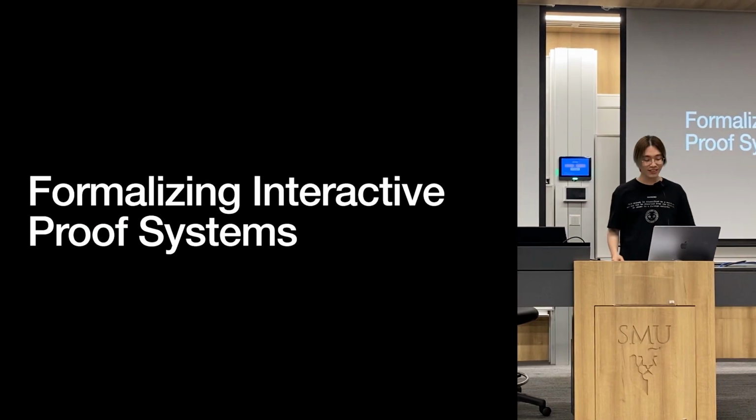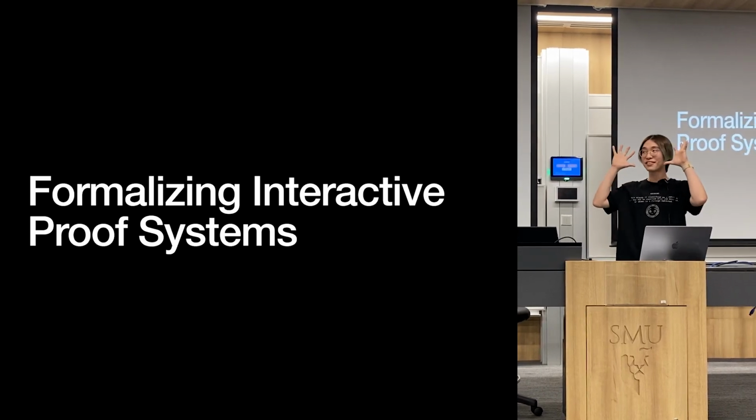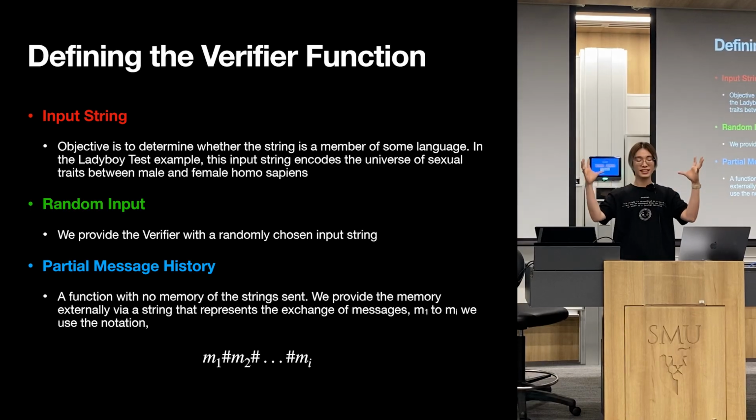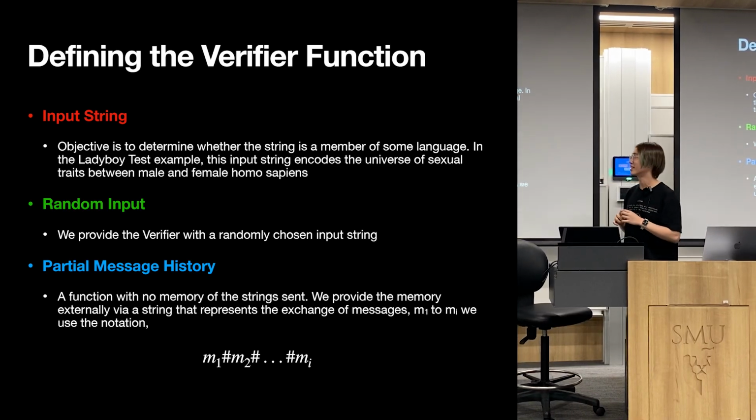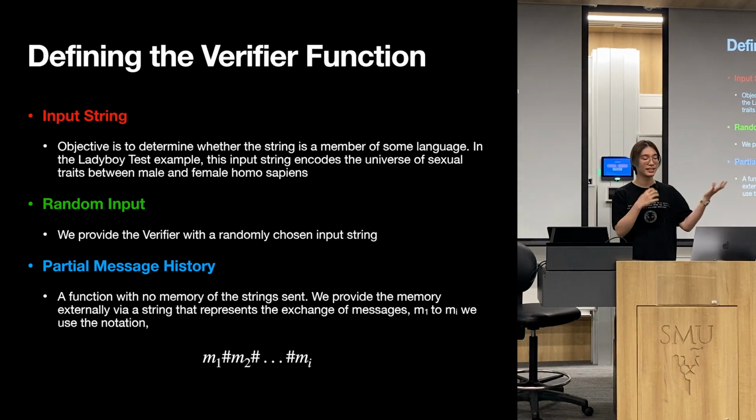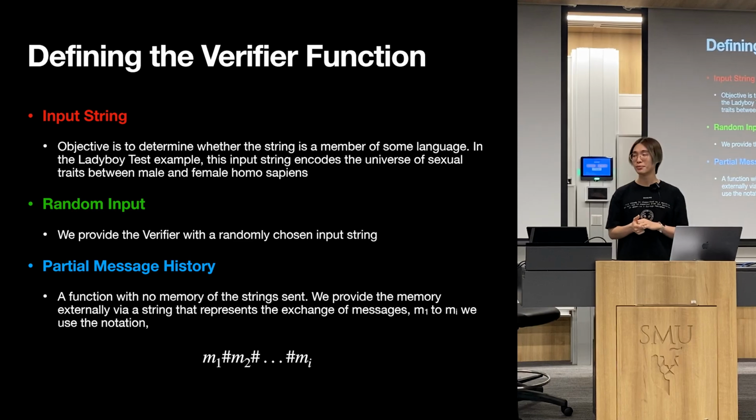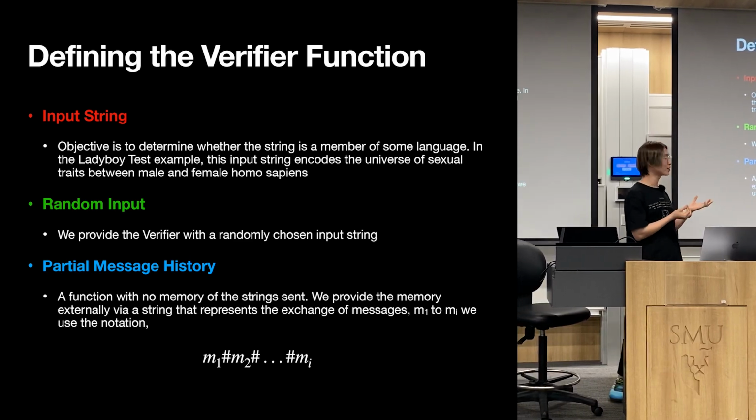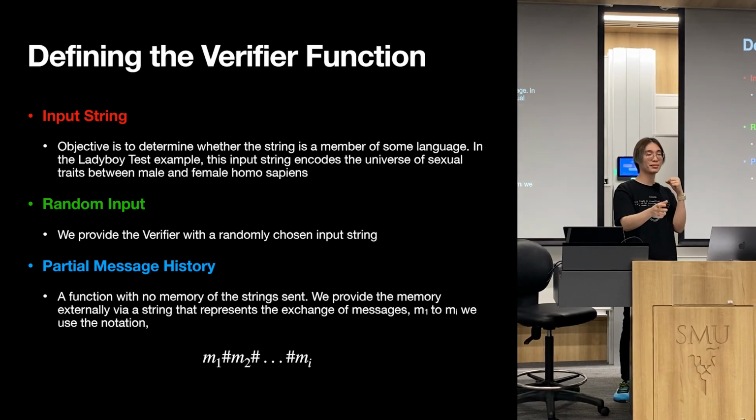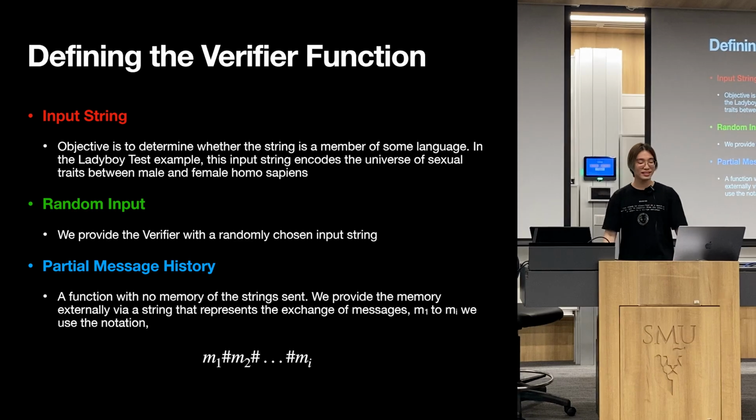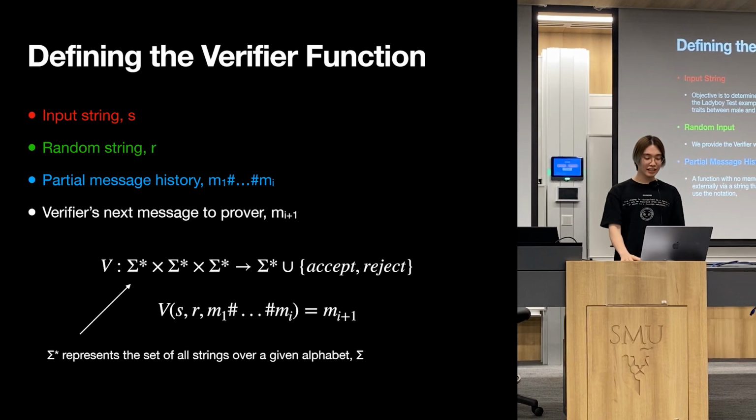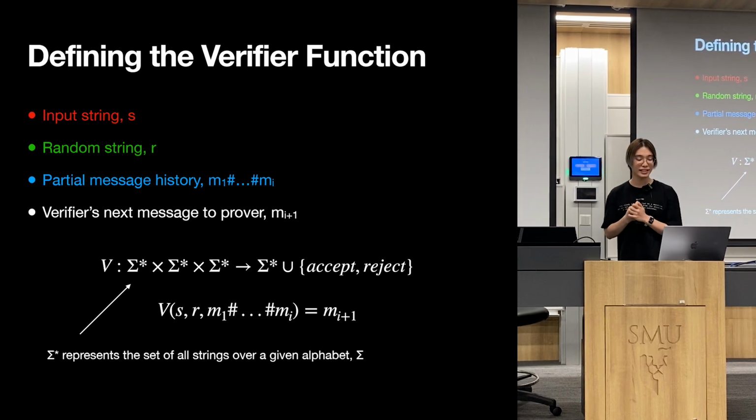Okay. So now we have this concept of challenge and responses. How do we actually formalize this system? If you think about the initial state of the problem, you can model this as some form of input string. In this case, the input string is a kind of set membership thing, and this would consist of sexual dimorphic traits between male and female Homo sapiens. And you have things like random inputs. The random inputs are the challenges that you essentially issue to the prover, and the prover will provide a response to the verifier. You can model this interaction as a partial message history. So it's just like message 1, message 2, and so on. And so essentially the verifier is a function that takes 3 variables.